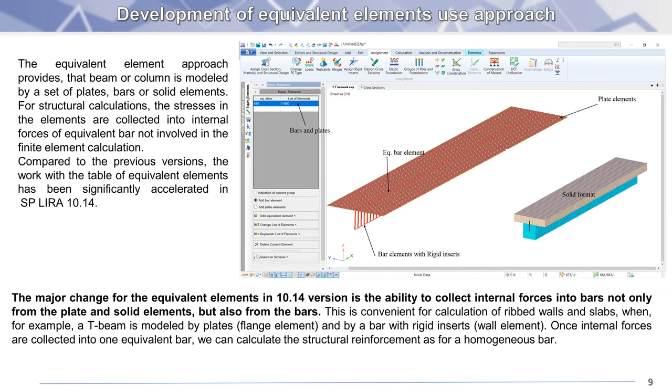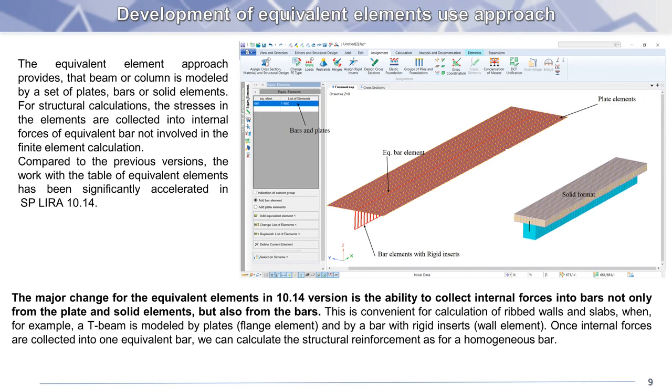Equivalent elements. The equivalent element approach provides that a beam or column is modeled by a set of plates, bars, or solid elements. For structural calculation, the stresses in the elements are collected into the internal force of an equivalent bar, which is not involved in the finite element calculation. Compared to the previous version, the work with the table of equivalent elements has been significantly accelerated.